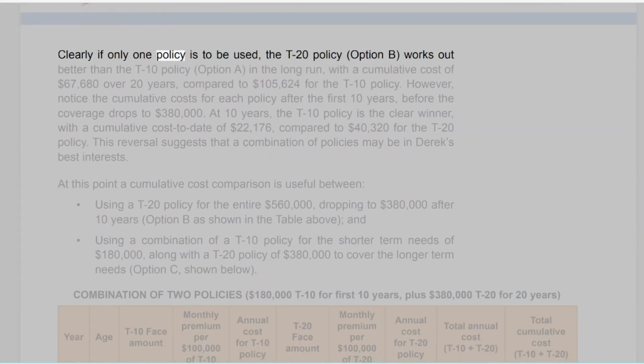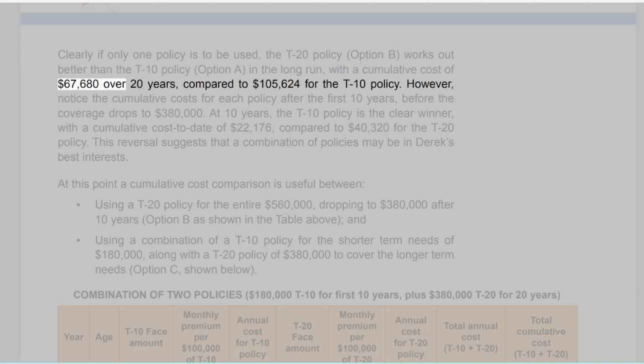Clearly, if only one policy is to be used, the T20 policy, option B, works out better than the T10 policy, option A, in the long run, with a cumulative cost of $67,680 over 20 years, compared to $105,624 for the T10 policy.